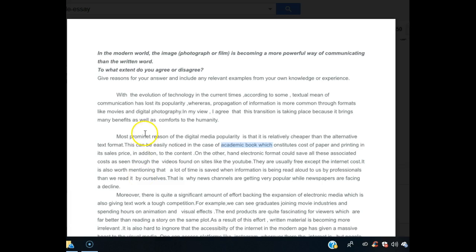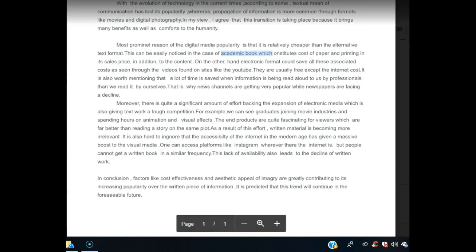Also, I just noticed that you spelled the word prominent wrong. So, your basic, you know, this is really interesting. Okay. Fine. All right. Yeah, fine. So, moreover, there is quite a significant amount of effort backing the expansion of electronic media, which is also giving text work a tough competition.